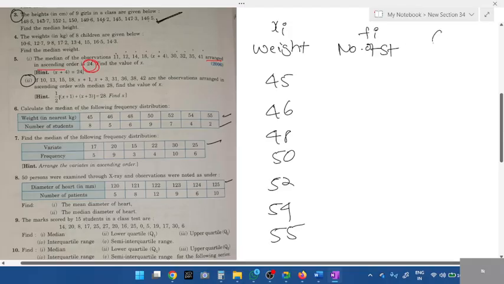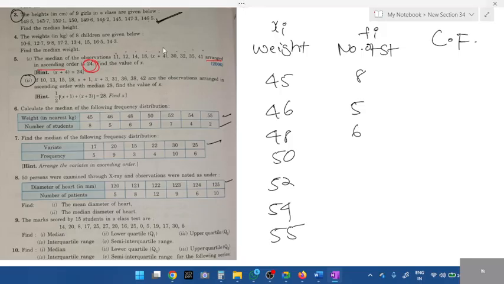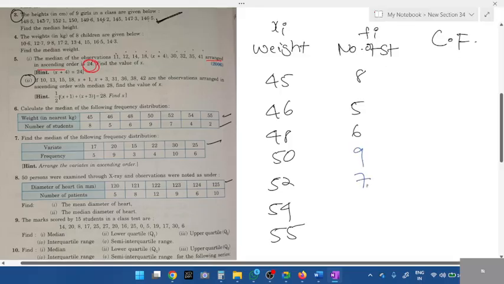Along with this, you have to find cumulative frequency. I'll write here: 8, 5, 6, 9, 7, 4, 2. Find the cumulative frequency for this. All of you will find the cumulative frequency, students. 8 remains as it is. Next, be quick. 8 plus 5, 13 plus 6, 19 plus 9, 28 plus 7, 35, 35 plus 4, 39, 41. All of you understood how to find this?